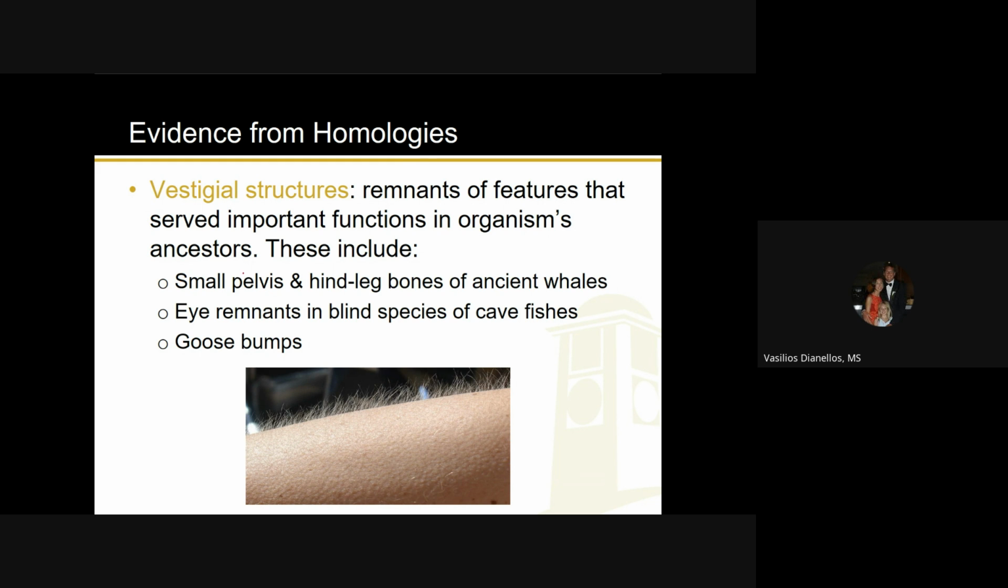Some book examples are small pelvis and hind leg bones of ancient whales. As far as I know, whales now don't have any hind legs, but looking at the fossil record, whales used to have hind leg bones because they came from a land dwelling animal, right? An animal that walked on four legs on the land eventually made its way back into the water. And that's where whales came from. So yes, those hind legs used to serve a purpose of walking. But eventually they went away. But there was that transition where some ancient whales still had them.